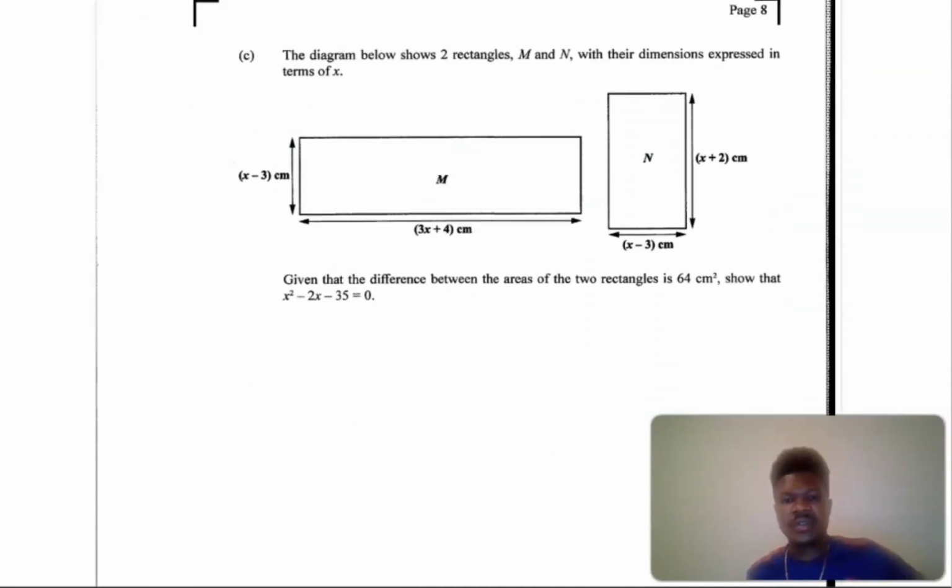Now, next question. This one says the diagram below shows two rectangles, m and n, with their dimensions expressed in terms of x. So first rectangle here, m, and we can have this shorter side would be the width, and longer side would be the length. Same here, shorter side width, longer side length. So we can express there.